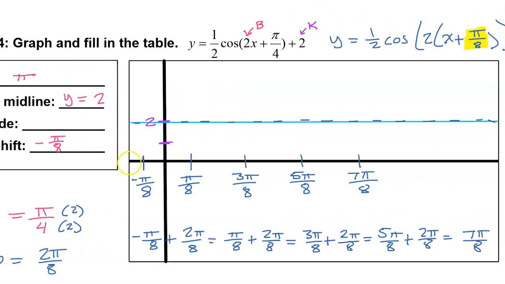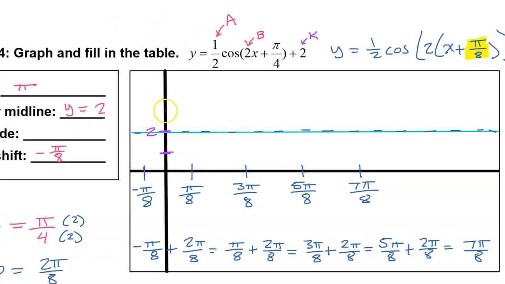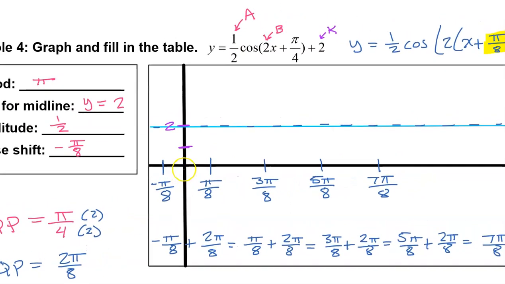Now, focus on the a value, which is right here. This is the a value. That will tell us the amplitude. So the amplitude is going to be 1/2. Even if this were negative, the amplitude is always positive. The amplitude tells you how far above and below the midline the graph will go.